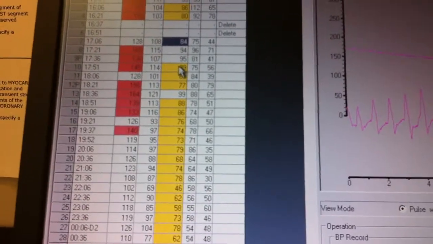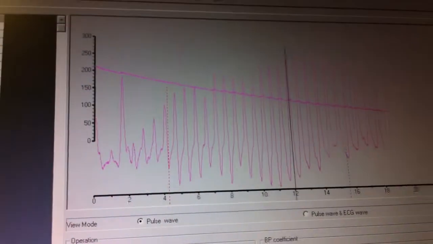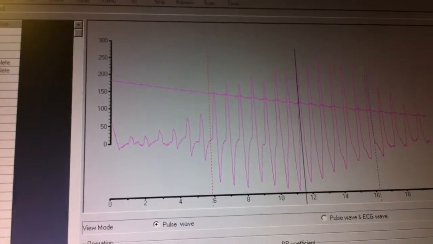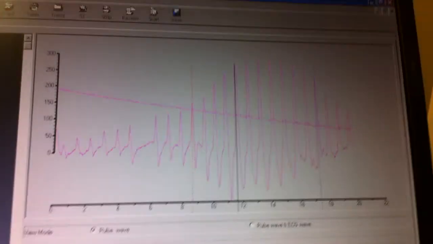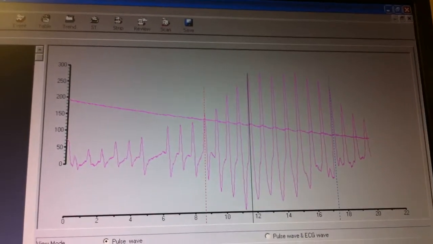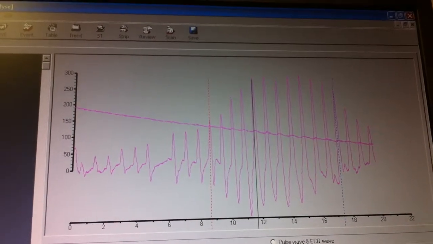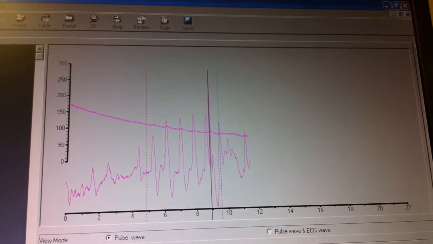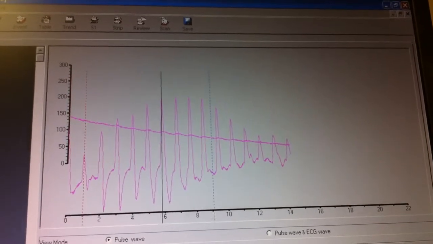Clicking on any of the values over on this side will show the corresponding waveform. You can see as I jump around, you can see how this is the actual pressure wave as measured by the blood pressure cuff system. You can see the quality of the different traces.